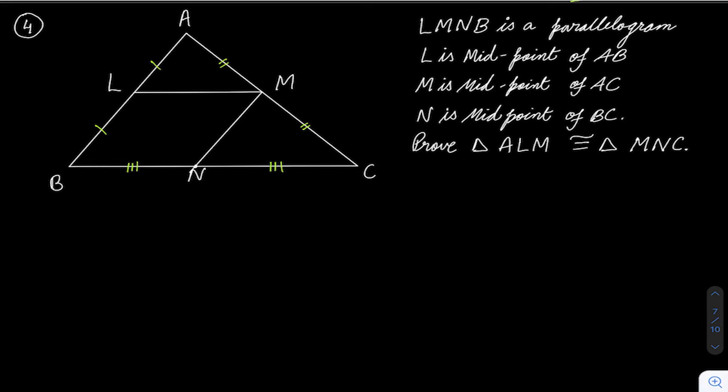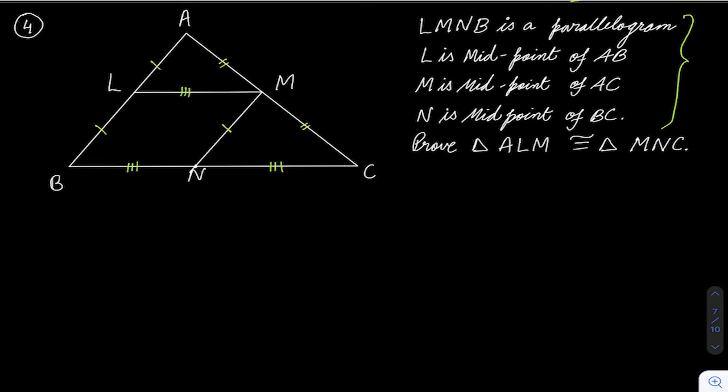Okay, and LMNB is a parallelogram. So parallelogram means opposite sides are equal. So BN will be equal to ML and LB is equal to MN. And one more thing, we know that LM, BN are parallel, MN and BL are parallel. If it's needed in the question, we will see. Okay, so this is all the information that is given. So we have written this in the diagram.